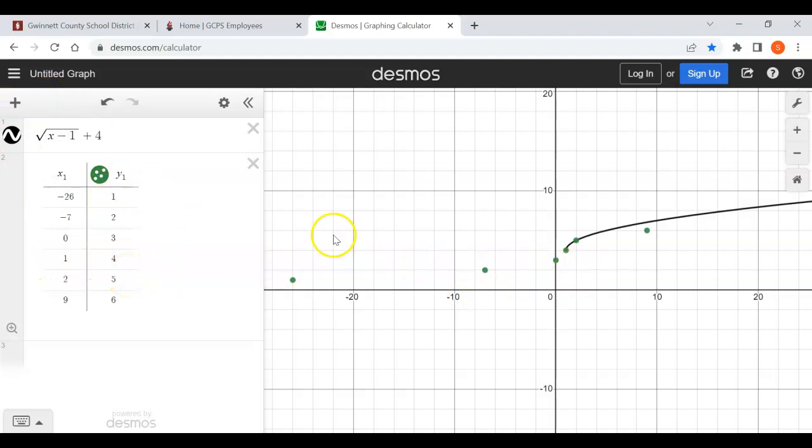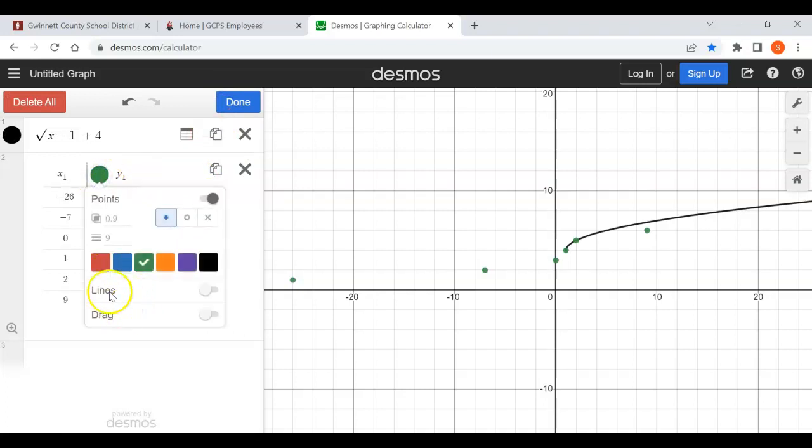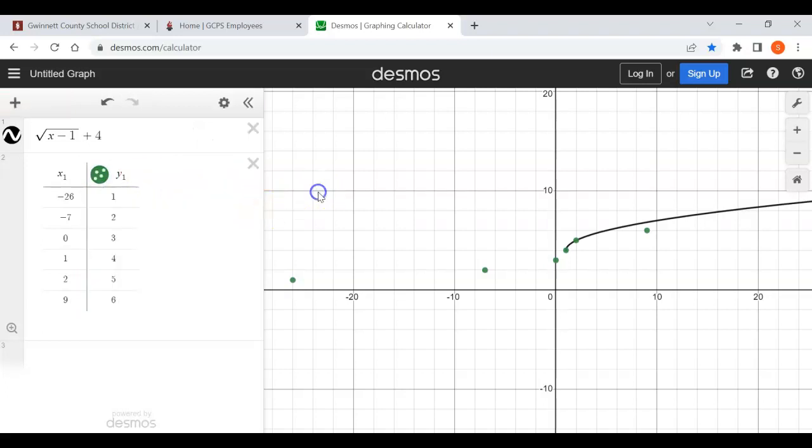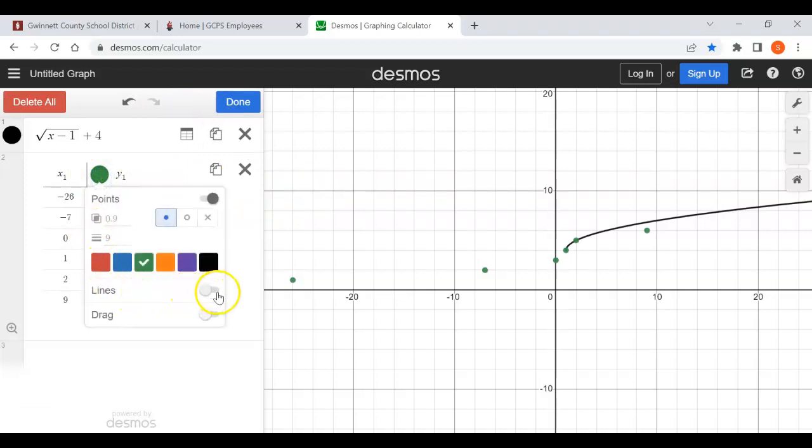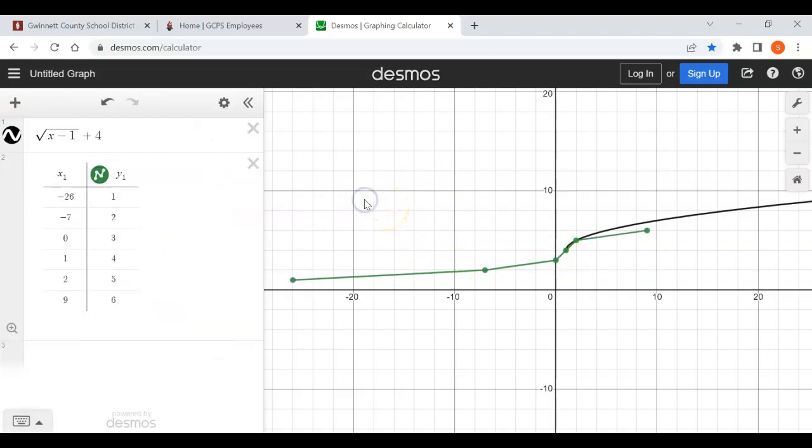So now if you want to make a line, what you do is you click on the settings, because we're going to edit it. Sorry about that, I just now remembered. We're going to edit this to make a line. So now notice we have created a graph here.